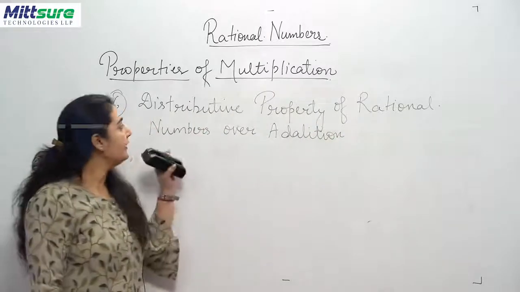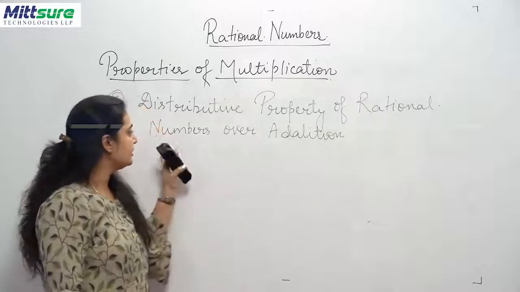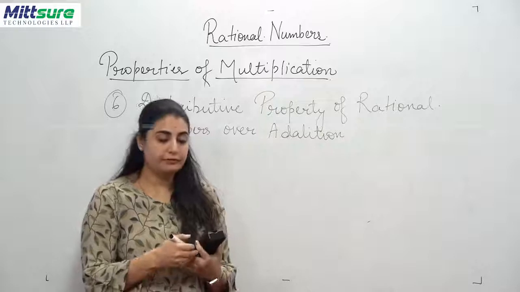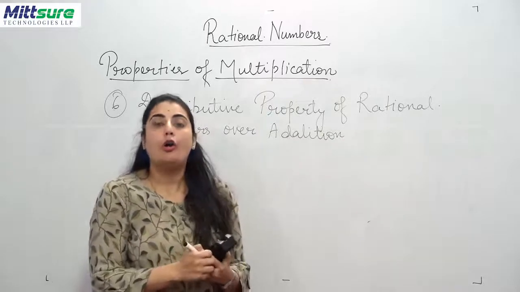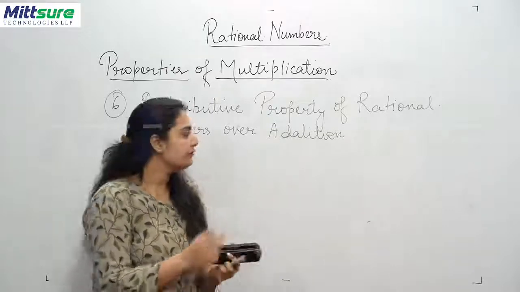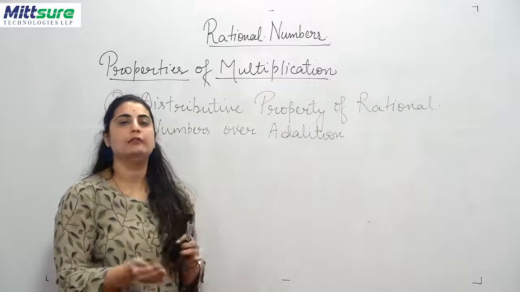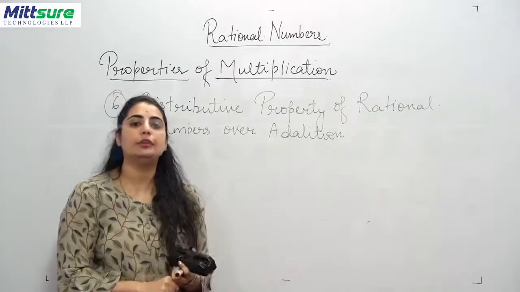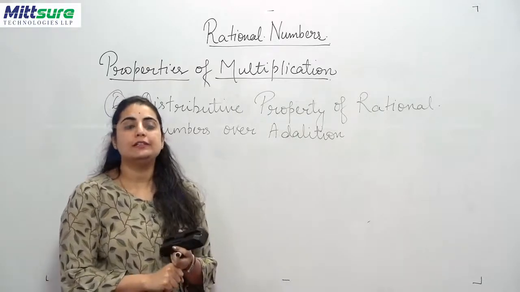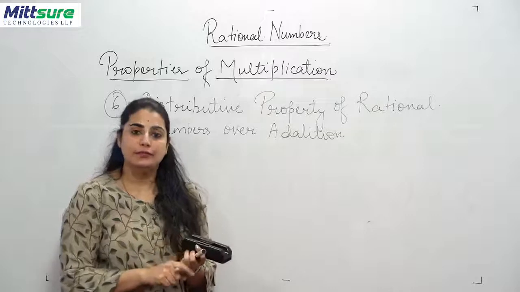Clear? Now when we talk of the distributive property of rational numbers over addition, it is similar to the distributive law of addition, or over addition, of integers. So first, before I explain this to you, let's recall what we have studied in the distributive property of integers over addition, right?